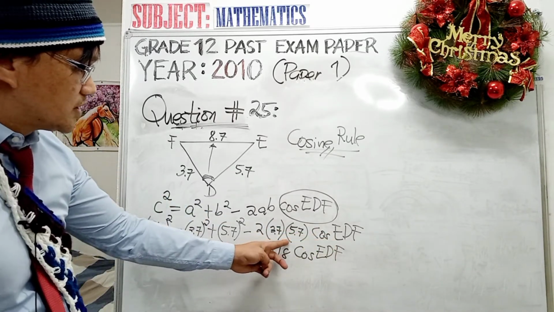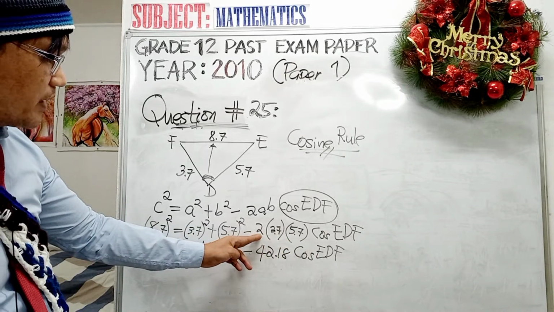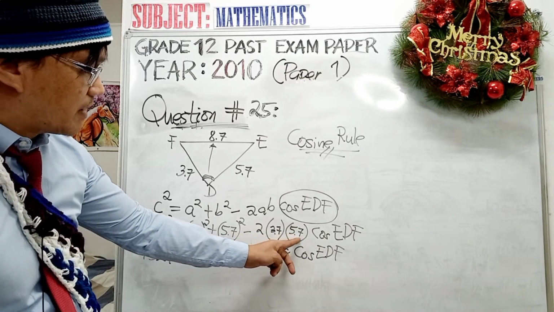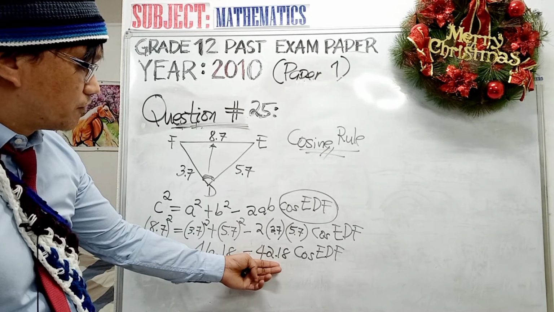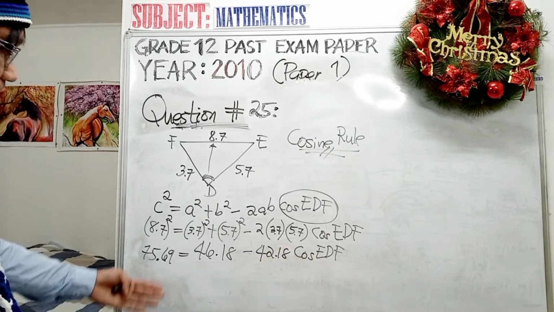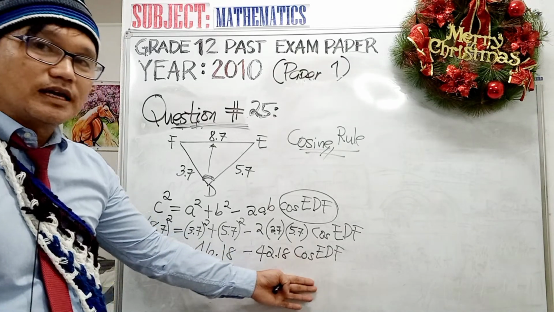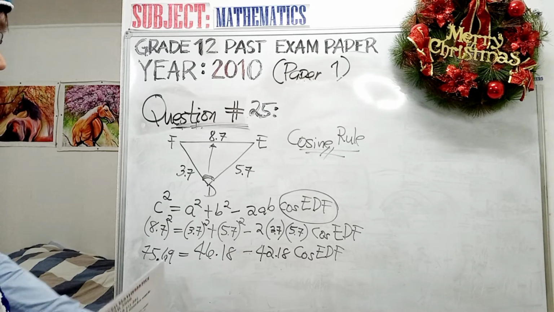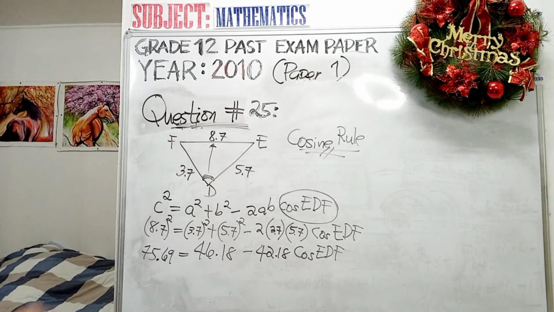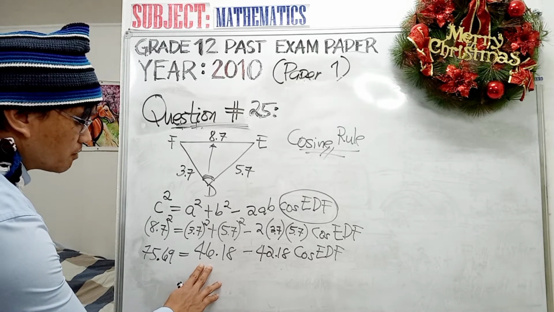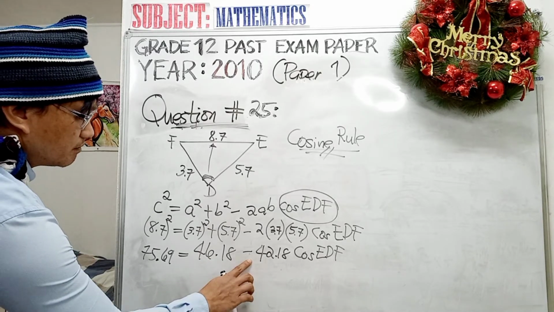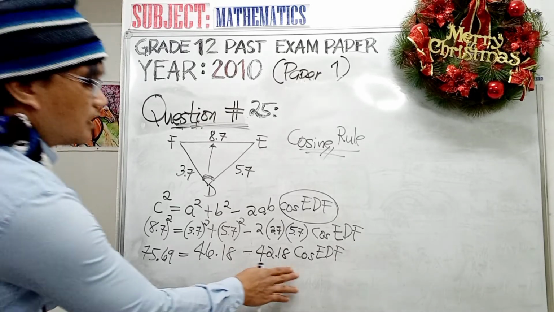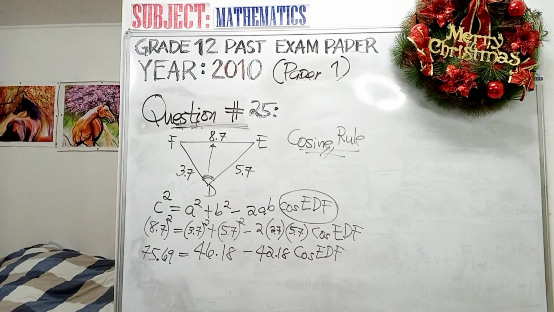And then you simplify this one by multiplying 2 times 3.7 times 5.7, which gives you the product of 42.18 cosine EDF. So in this way, it is very clear what you are going to do and how you're going to find the value of cosine EDF, or the angle EDF. Here you have to collect like terms. Take note, you cannot combine 46.18 minus 42.18 because they are not like terms. So you are going to collect like terms.